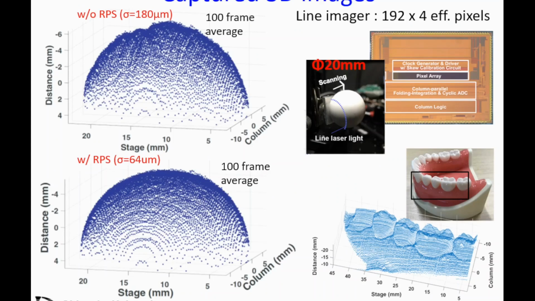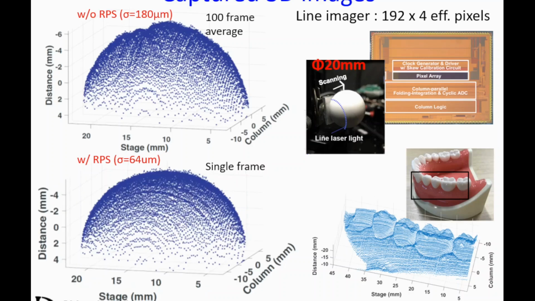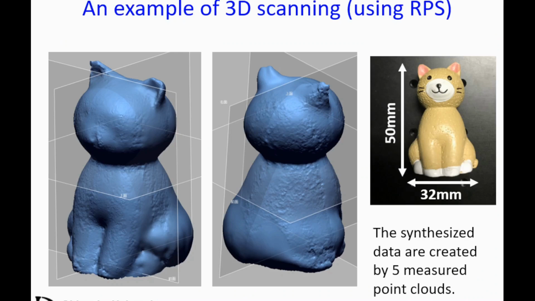Here is our example of the 3D captured image without reference plane sampling and with reference plane sampling. By using this method, a clear point cloud can be captured. And this is an example of 3D scanning, taking 5 different view angles and synthesizing the point cloud.